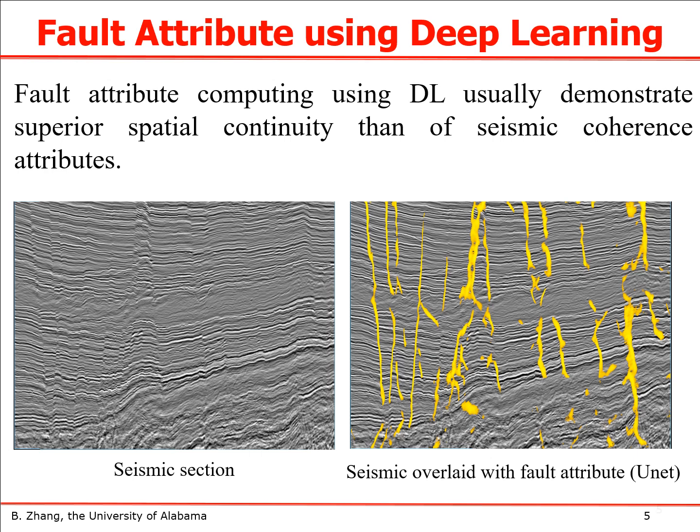To produce the seismic fault attributes, we need to train a model. In this example, the input training data is 200 3D seismic cubes. The size of each seismic cube is 128 samples by 128 samples by 128 samples. Note that we have better spatial continuity when compared to the seismic coherence attributes.